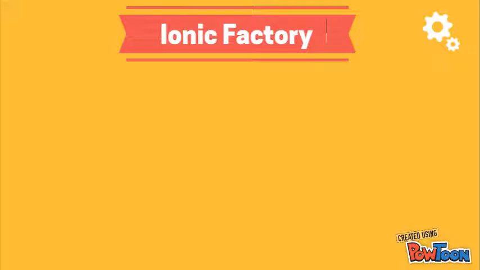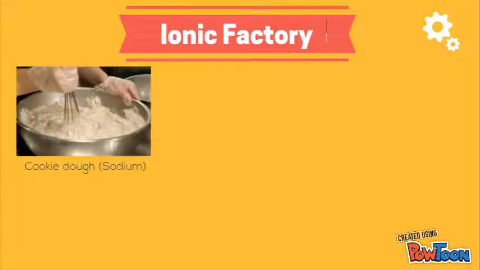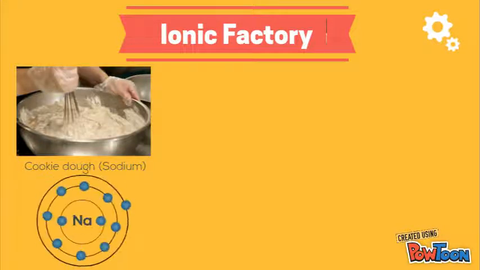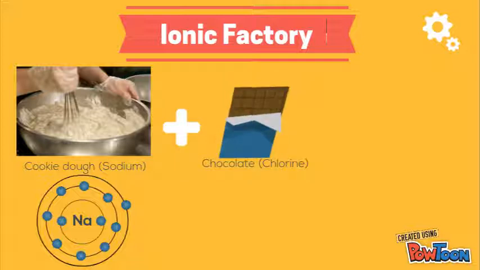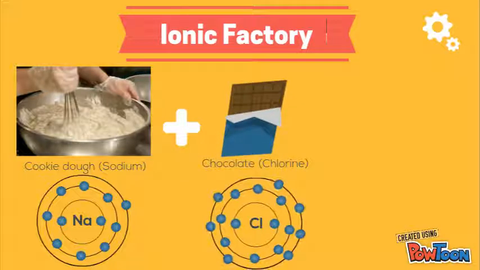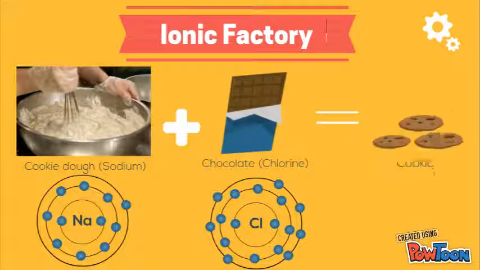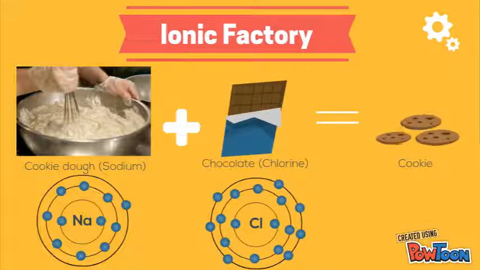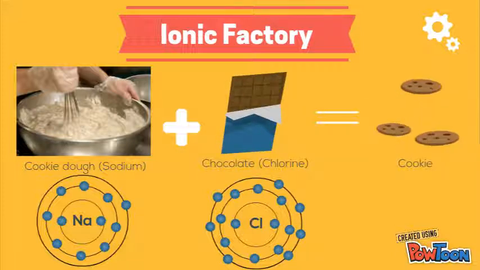This is where the factory takes cookie dough, which has a similar structure to sodium, so I will be explaining it in terms of sodium, and chocolate, which also has a similar structure to chlorine, so I'll be explaining it in terms of the structure of chlorine, to make the perfect cookie. The structure of sodium has 3 energy levels and 1 valence electron. Valence electrons are the electrons on the last energy level. Chlorine also has 3 energy levels but has 7 valence electrons.